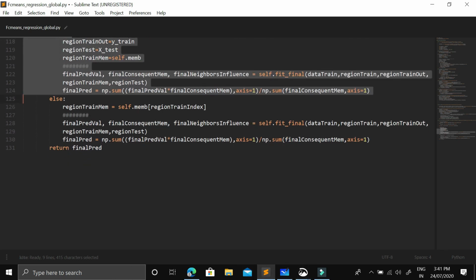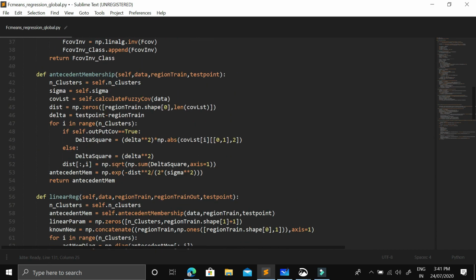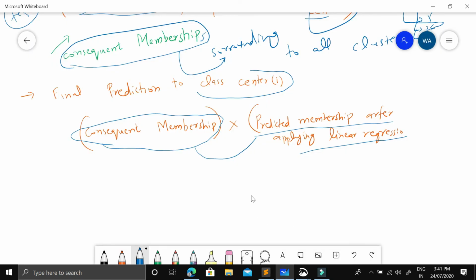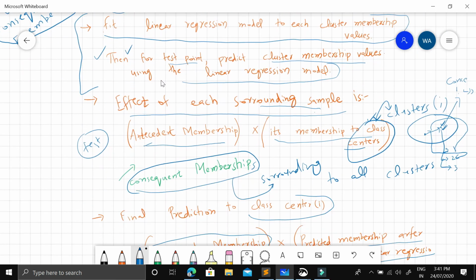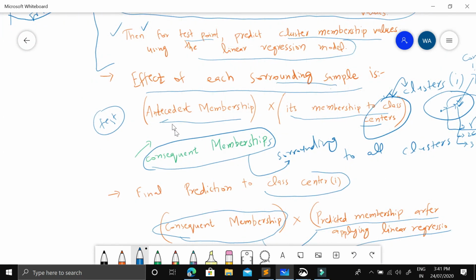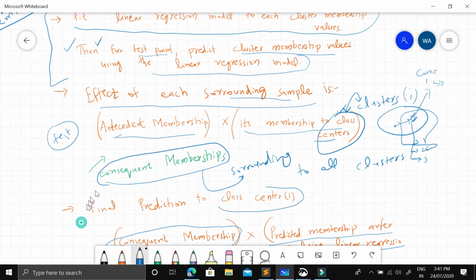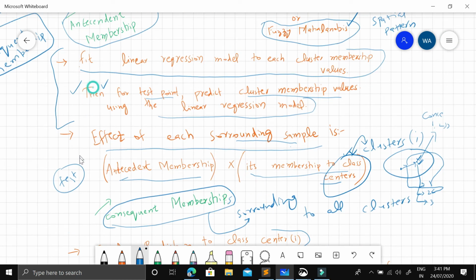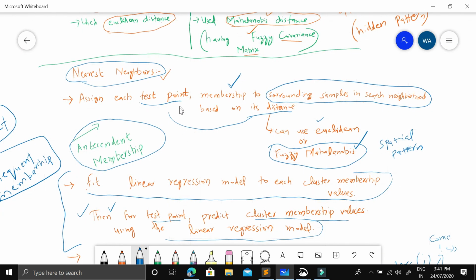The whole process is really easy to follow and understand once we know the concept of consequent membership, antecedent membership and linear regression. These are the 4 steps: we find the antecedent membership, we fit the linear regression model, we find the consequent memberships, and then we do the final prediction using this consequent membership and the linear regression model prediction. I think it's easy enough. In this way, we do nearest neighbor regression, making use of those fuzzy clusters.